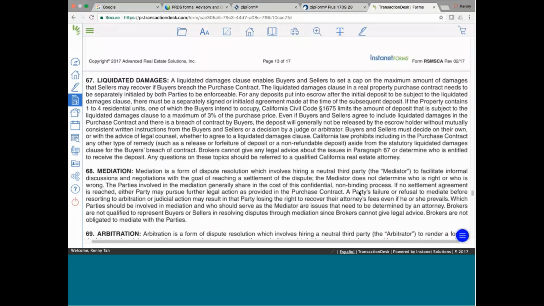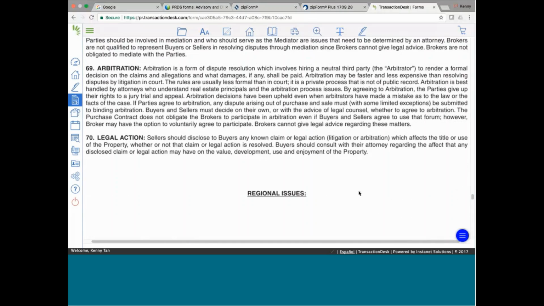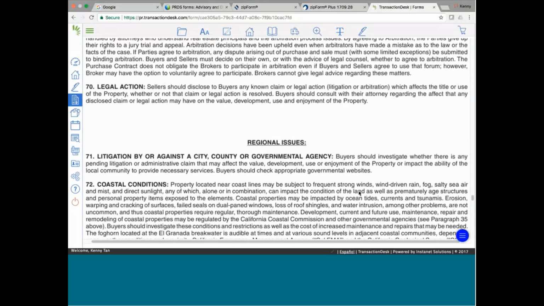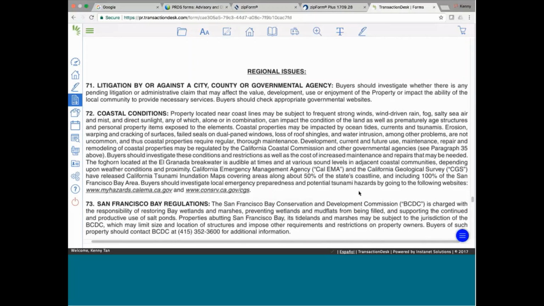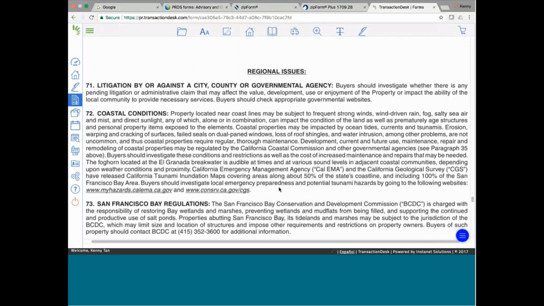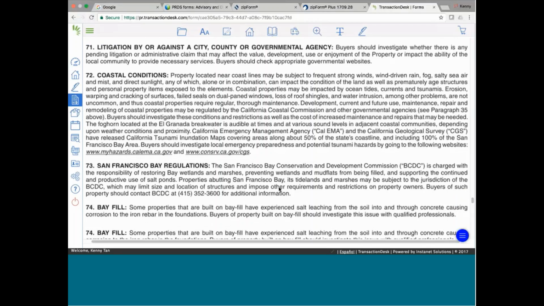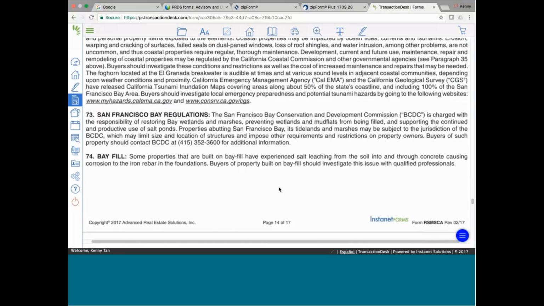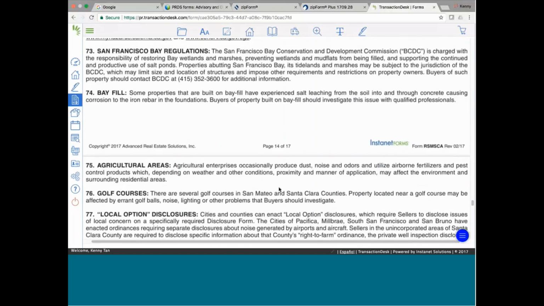All right, mediation, arbitration, no need to talk about that, legal action. Regional issue, okay, this is actually more related to the two counties. I'm just going to pick and choose since we ran out of time, the one that I think might be important.